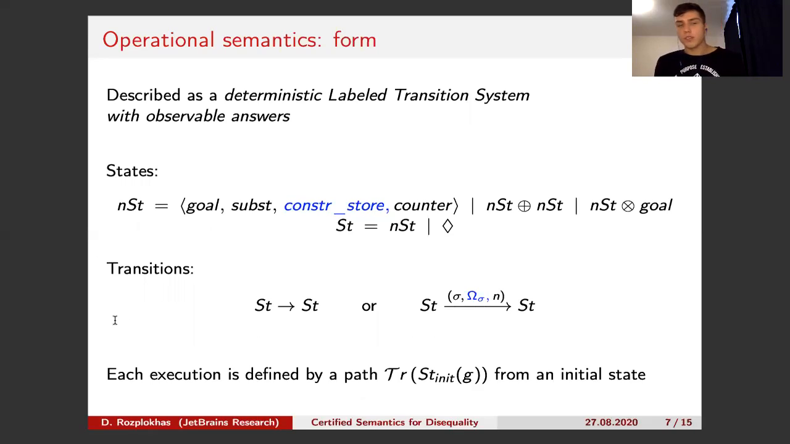We described the semantics as a labeled transition system with observable answers, which means that we defined a set of search states and transitions between them, and then each execution is represented by a path along these transitions. The base state is tasked to evaluate some goal in some environment of substitution, constraint store, and the counter of logical variables. We can also combine states with a sum for parallel execution, and combine a state and a goal with a product for sequential execution. And we also have a terminal state for completed search. Some transitions can be indexed by an answer, which is a final environment.